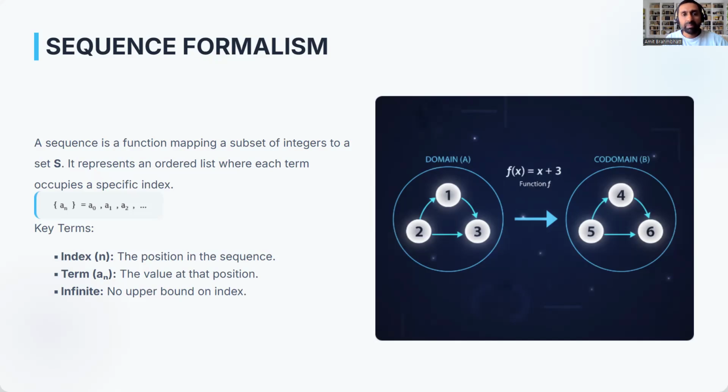A sequence can be bounded and finite, or it may be infinite, possessing no upper bound. It's crucial to remember that order matters fundamentally here. A change in the index permutation yields an entirely distinct sequence.